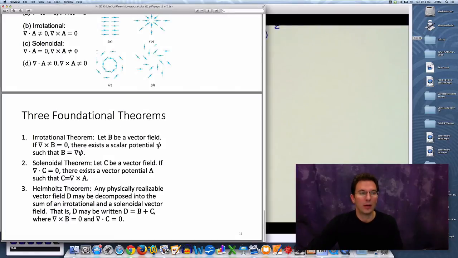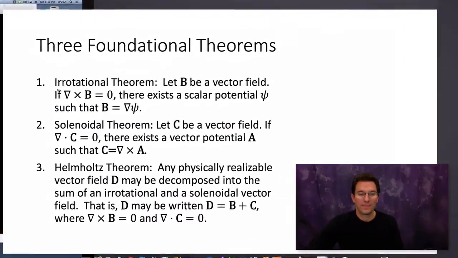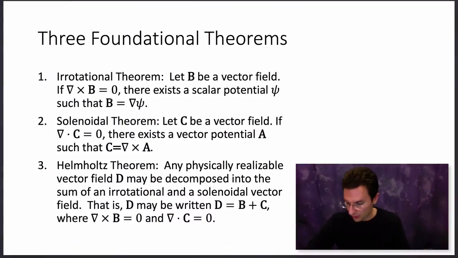Okay, coming back here just momentarily. There's a second theorem that, no surprise there, is the second. If there's an irrotational theorem, there's probably a solenoidal theorem, and in fact there is. And the solenoidal theorem simply says, let C be a vector field. If the divergence of C is 0, then there exists a vector potential A such that C is equal to the curl of A. Okay?